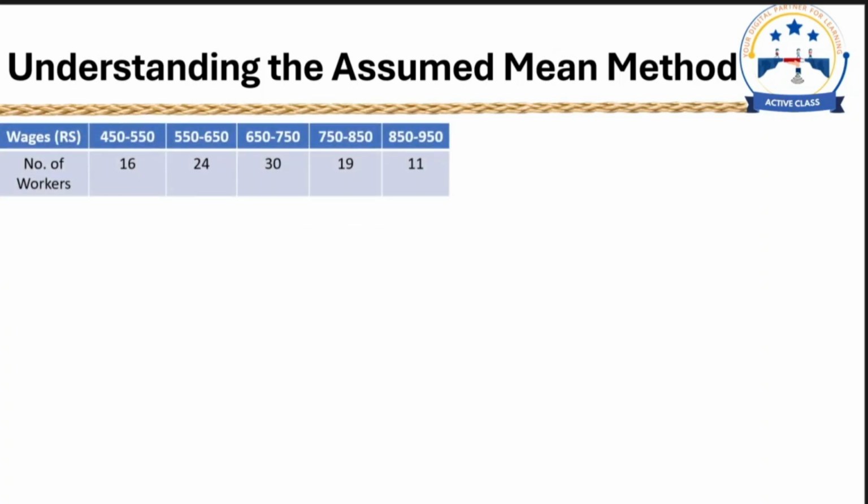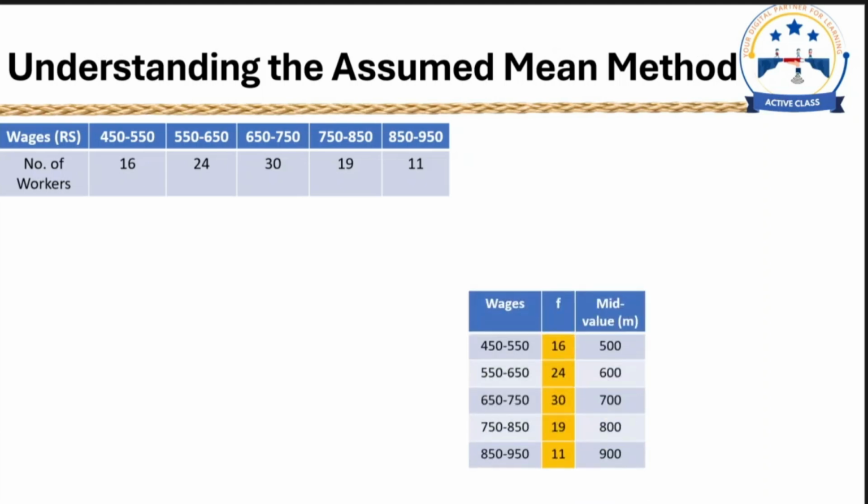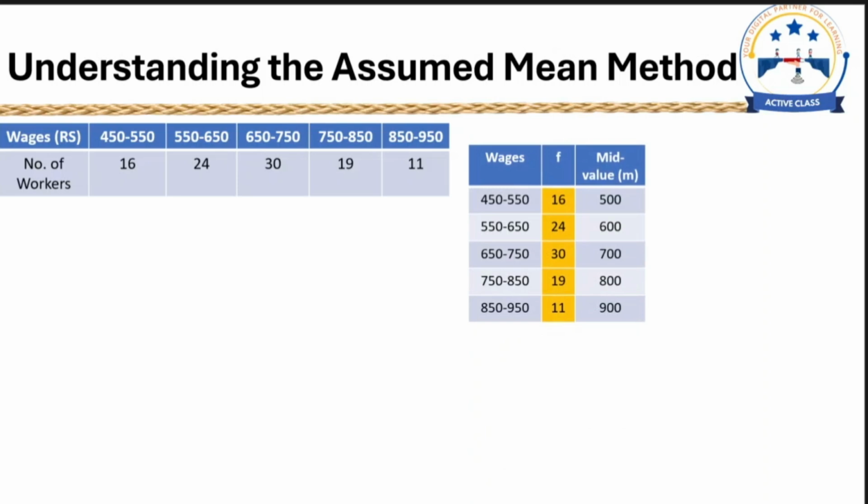Suppose you are given a question, the wages in rupees and number of workers. Here the numbers involved are larger than what we have done before, right? In this case, it is better to use assumed mean method. Again, you can use the direct method that we have done just before. Let's follow the step-by-step process.